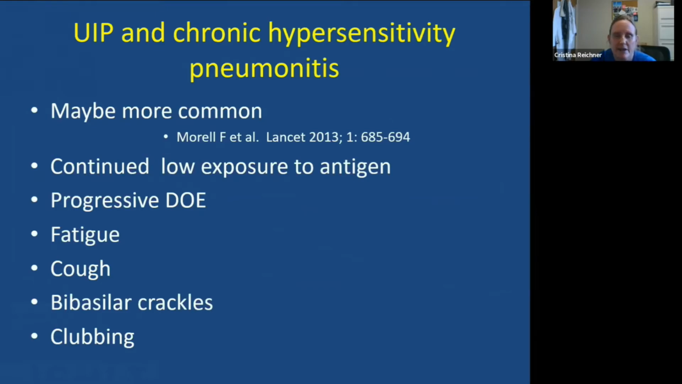They have progressive dyspnea on exertion, fatigue, cough. You can have some crackles on exam. The one that's most commonly associated with this, for example, is birds, right? Birds fancy your lungs. So that's why as pulmonologists, we always ask about birds at home. But the other thing is down comforters, down jackets, and things like that have also been associated with hypersensitivity pneumonitis.